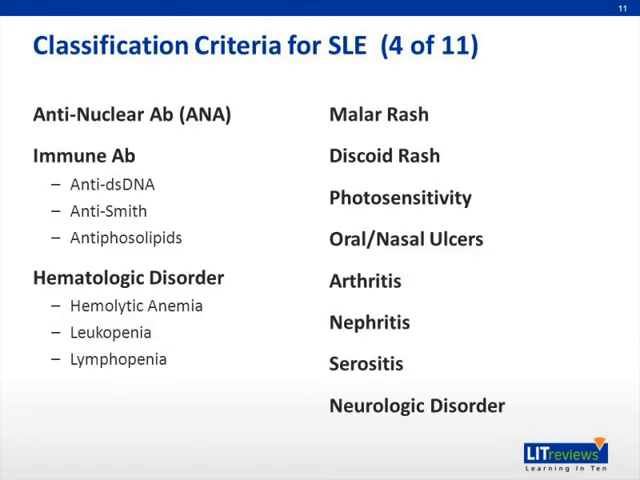And now we will move on to the classification criteria. For research purposes, an individual must demonstrate 4 of the 11 criteria listed here to be classified as having SLE. Although these are not official diagnostic criteria, they are often used as such, and we will now spend some time reviewing these criteria in detail.